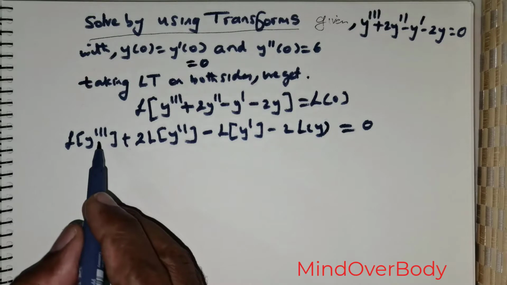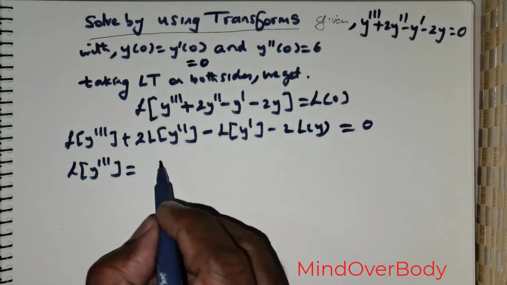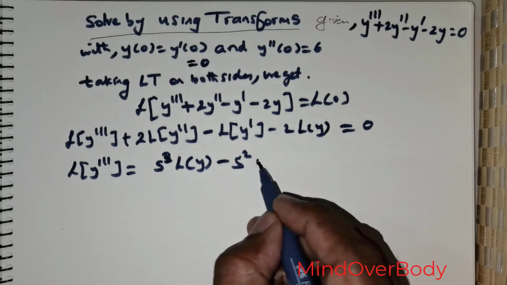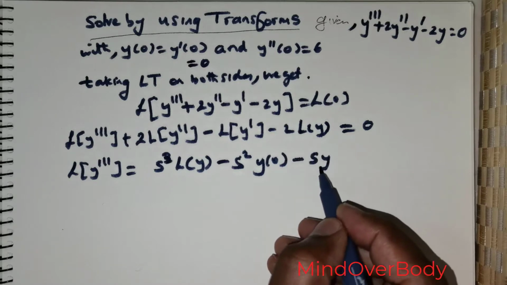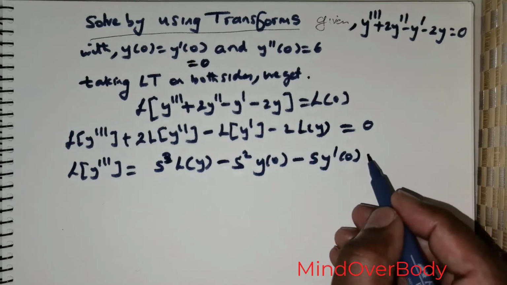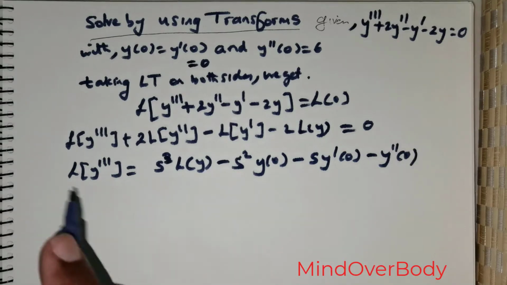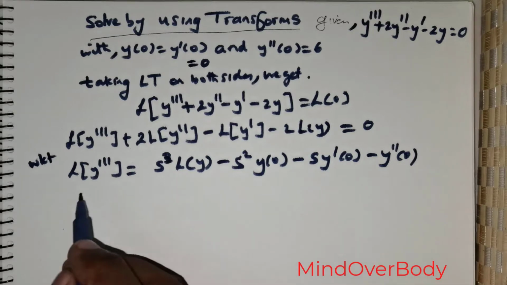to 0. Now L of y triple dash is equal to s cubed of L of y negative s squared of y of 0 negative s of y dash of 0 negative y double dash of 0. So this is going to be the formula. So we can state here that we know that L of y triple dash is this.